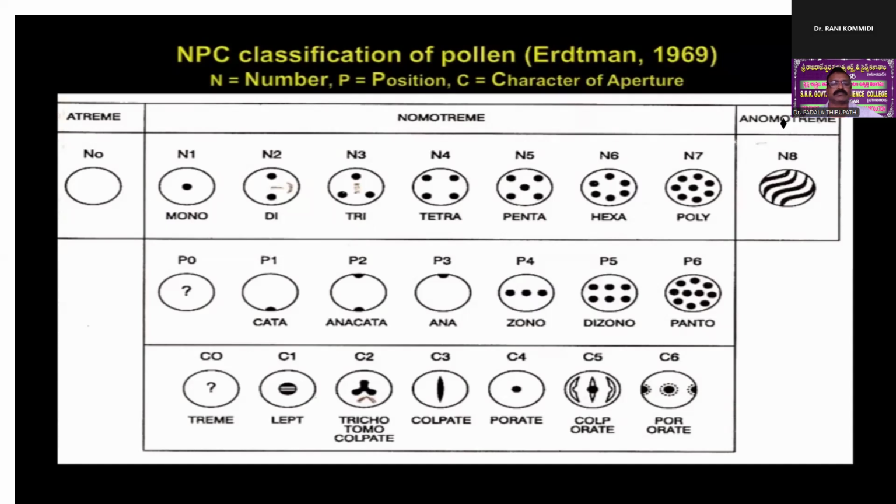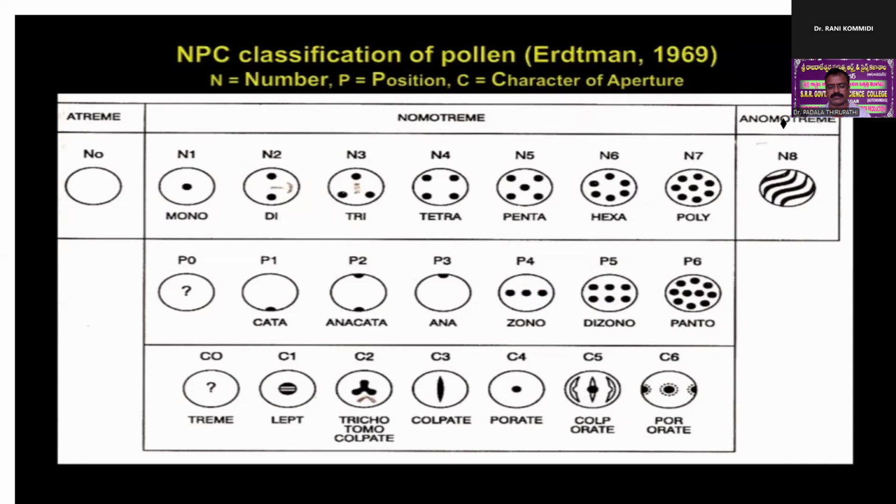Irregularly arranged or spiral apertures over the surface of the pollen, irrespective of their number, are designated as anemotreme. This last one, N8, is the anemotreme. The term anemotreme means the arrangement of spiral apertures over the surface of the pollen, irrespective of their number.